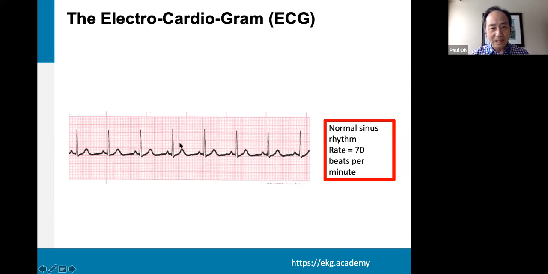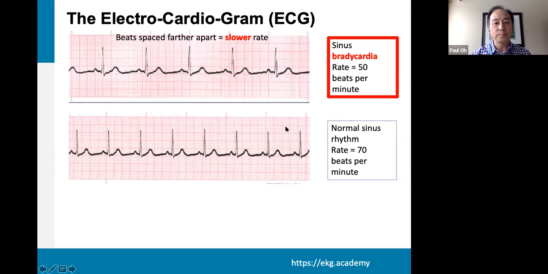And once you understand how to look at the charting of these things, you'll see that there's a number of these big boxes. If you can actually map these out and measure them, you'll have to trust me that this is a normal rate around 70 beats per minute. In contrast, what I want to show you is that there can be some circumstances where these beats are spaced farther apart. So the beats are happening less frequently. And in this example, the beats are happening at a rate of about 50 per minute. This is normal 70. This is much slower at 50 per minute.